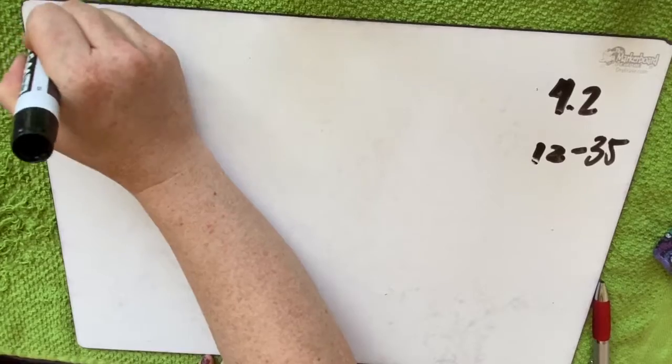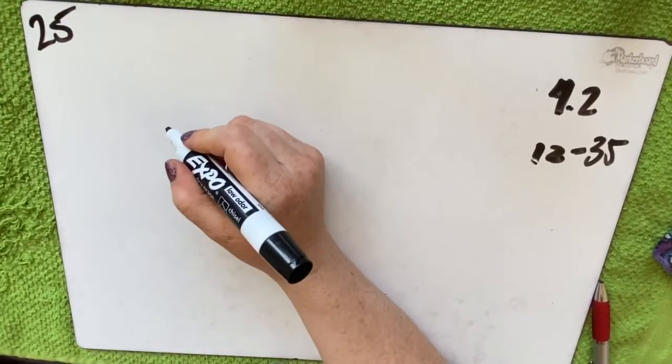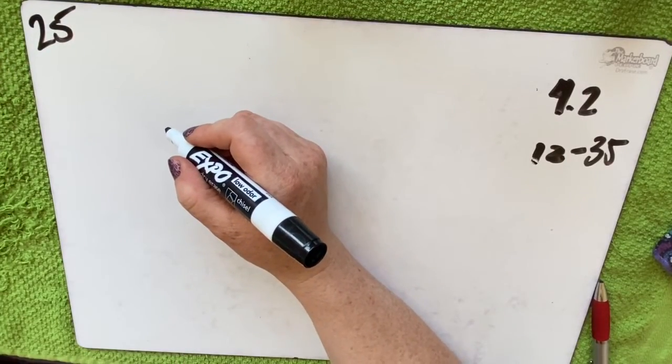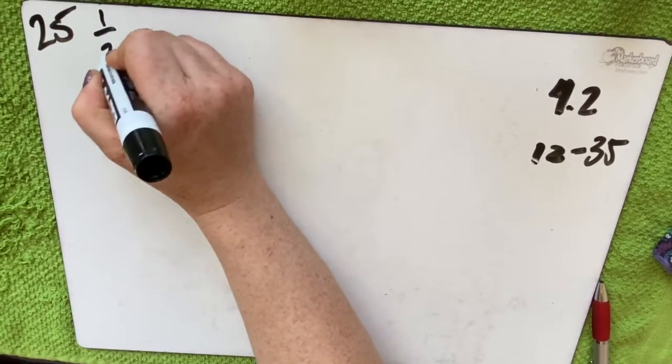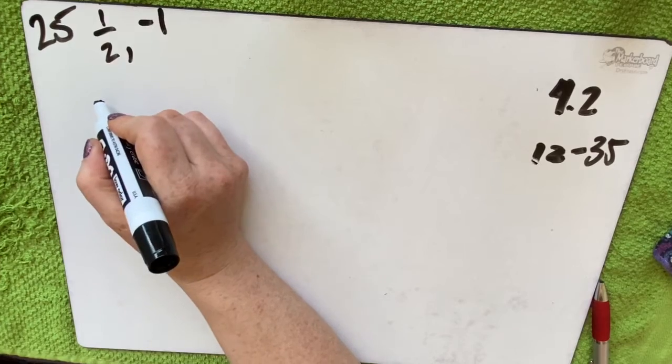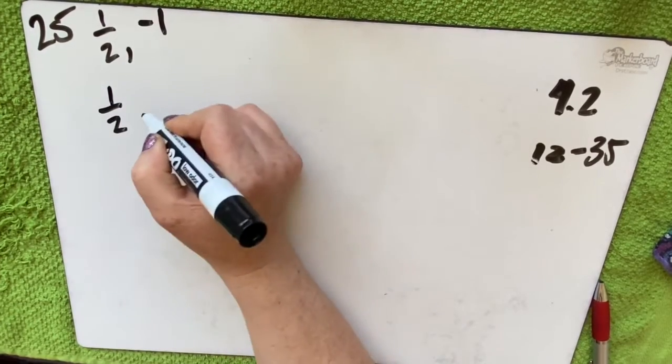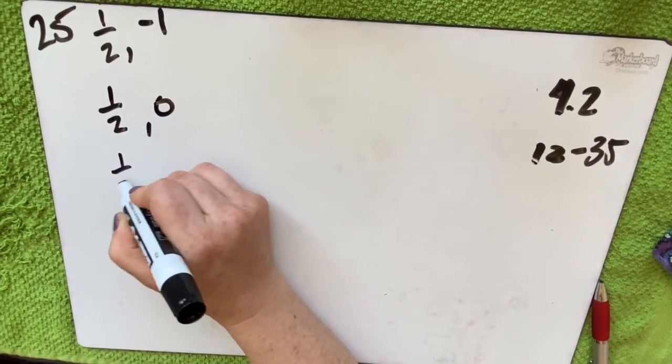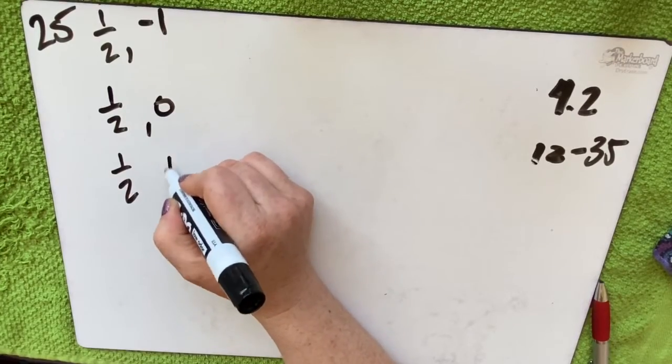Okay, 25. 1/2, -1. And if you have 0.5, that works too. 1/2, 0, 1/2, 1.